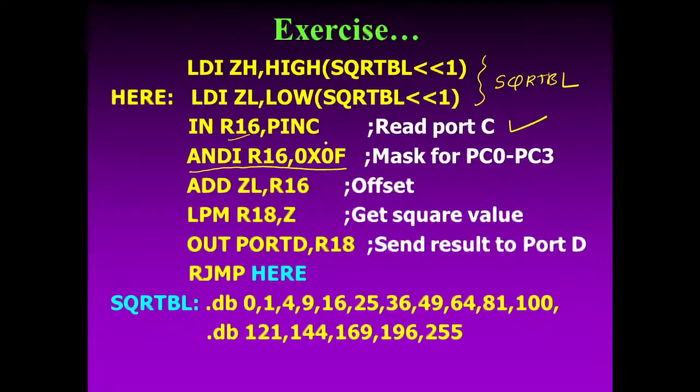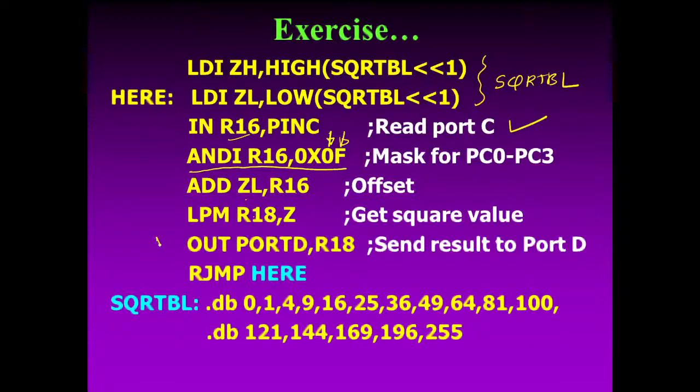That means all the bits corresponding to PC4 to PC7 we are masking with 0, and the lower bits we are keeping as they are. So that's why this masking process is very important. Then R16, which now contains the value from port C, we transfer to ZL. Now our program is very similar to the previous one. From Z we transfer to R18. So R18 consists of the square of the given number, and that R18 we transfer to port D.